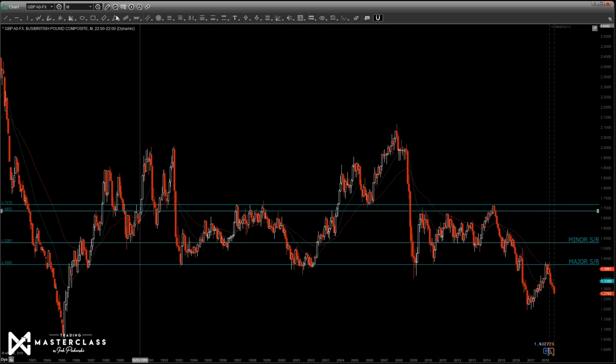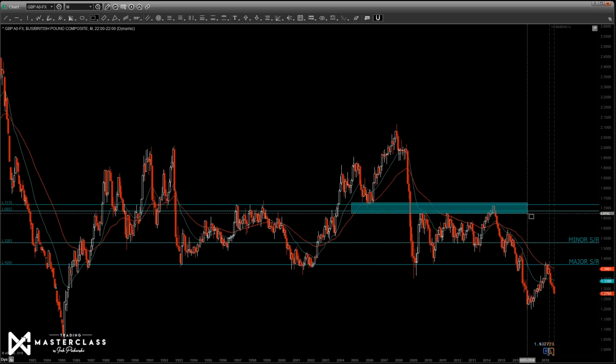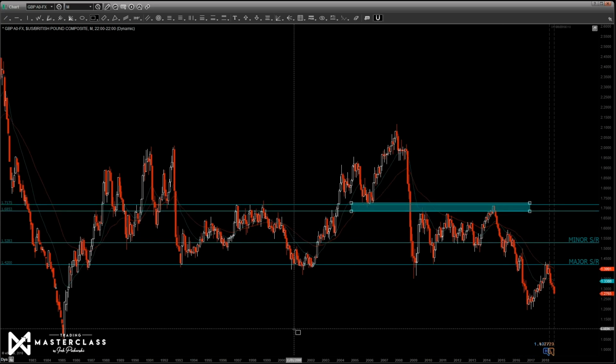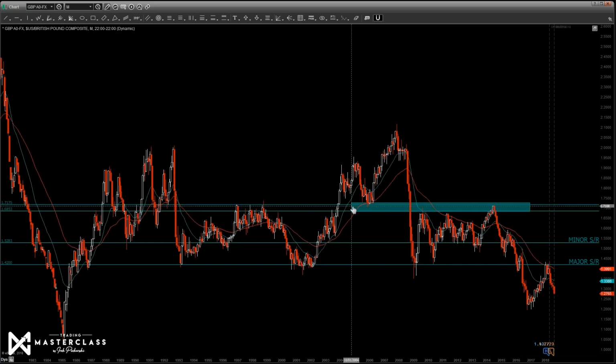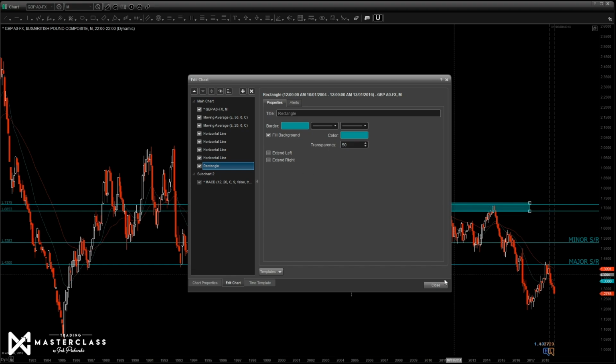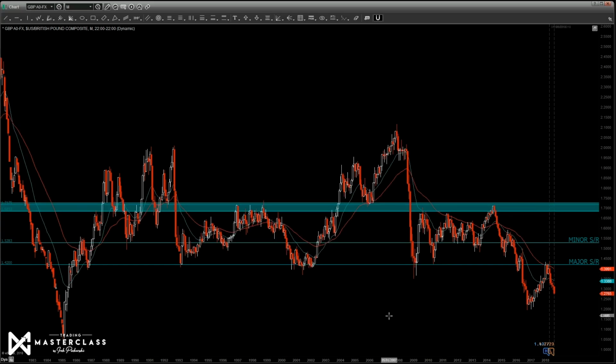So when you go to drawing tools, you can find a rectangle as an example, and just draw it in. Make that a zone if you want. And you can extend this rectangle as well. Extend left, extend right. And there's your zone, okay? So that's it for the horizontal levels. That's how they're drawn in, okay?